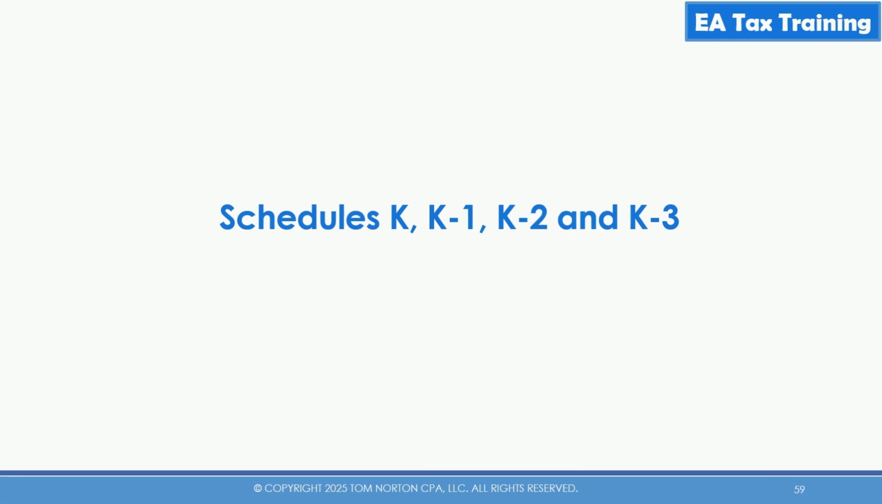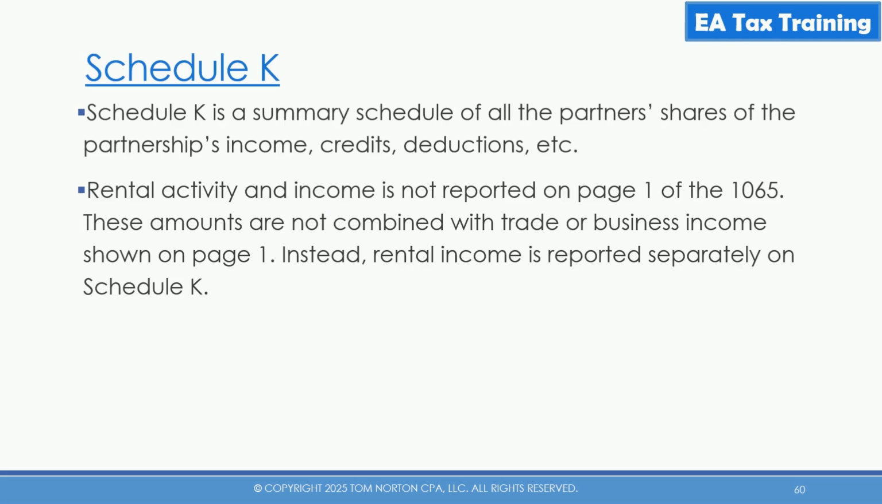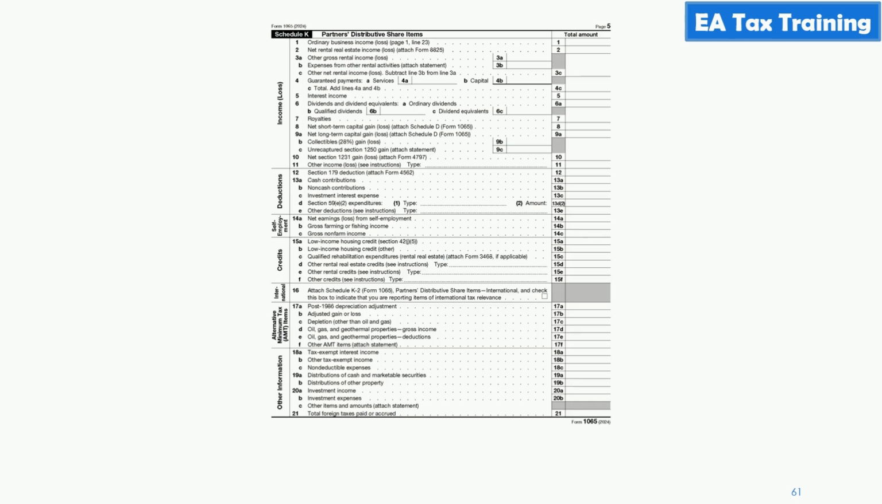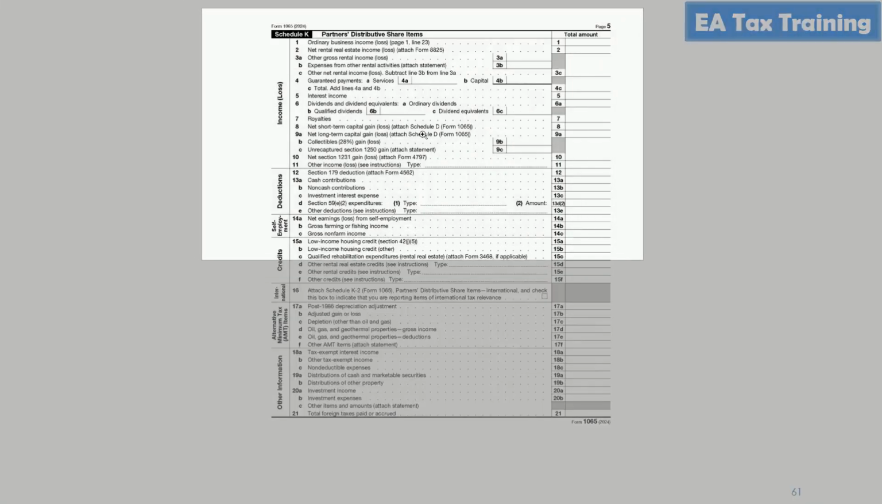Now let's look at schedules K, K1, K2, and K3. Schedule K is a summary schedule of all of the partners' share of the partnership's income, credits, deductions, etc. So it is going to show all of the income, whether it's on page 1 or if it's separately stated, it doesn't matter. It will all be reflected on Schedule K. And rental activity is not on the page 1 of the 1065, so it will be reported on Schedule K as well.